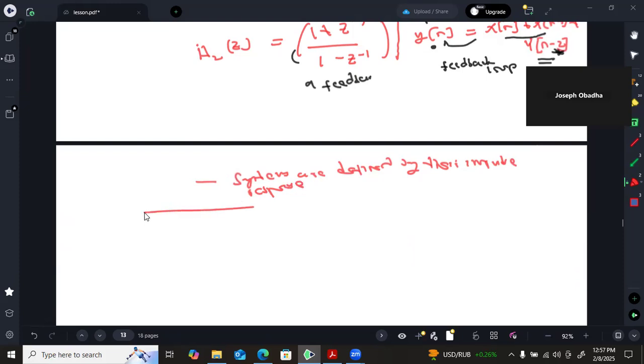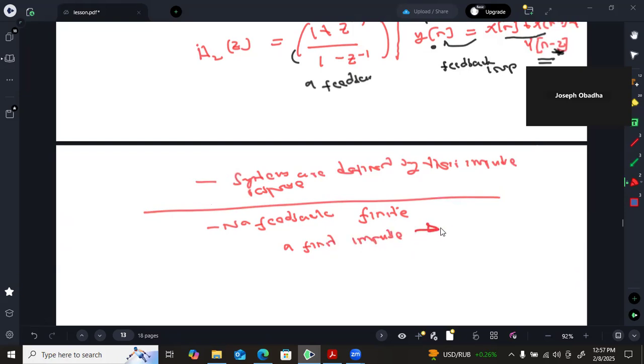So in one case, where there's no feedback, the impulse response would actually be finite. That is, if it has a finite impulse input, then the output will also not be continuous. The output would be finite. So we talk of finite impulse response filters, where we don't have a feedback.